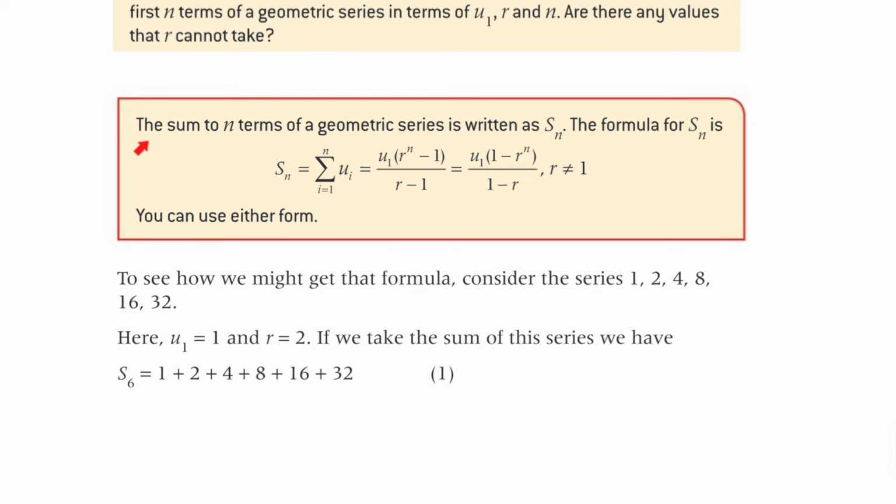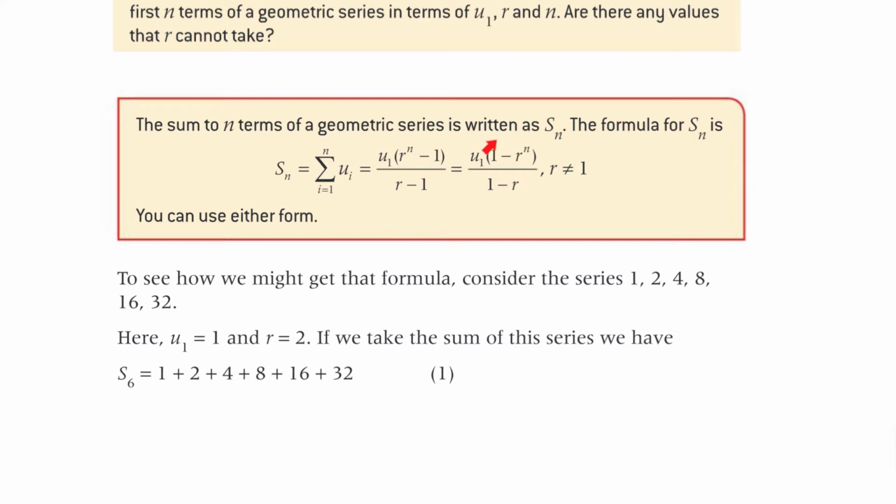Okay, and this is what they came up with. The sum of n terms of a geometric series is written S sub n. The formula for this, okay, we see sigma again, so we've got i equals 1. So if U1 plus U2 plus U3 plus U4 all the way up to Un. And this looks like what we were talking about. We've got U1 times (r^n minus 1) divided by (r minus 1).